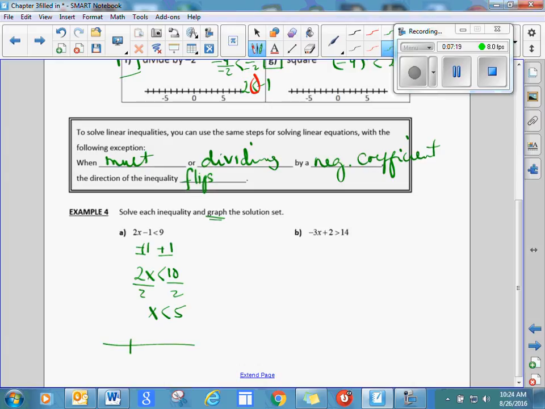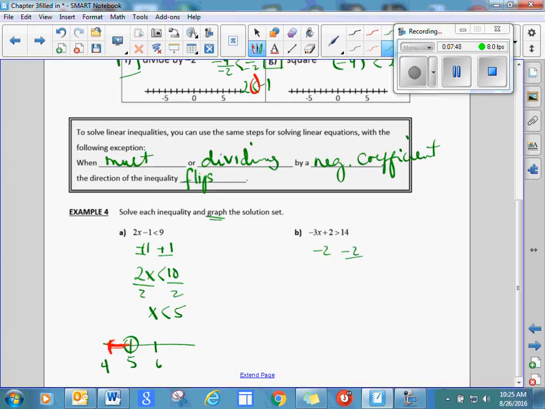Well, I'll plot it real quick. So my target number is 5. I usually put a number on the right and a number on the left. I'm going to circle my target number. I'm not going to fill them in because there is no equal to line underneath the inequality, and I want all the numbers that are smaller. So I'm going this way on the number line. Be sure to put an arrow at the end of your line to show that this goes on forever and ever.